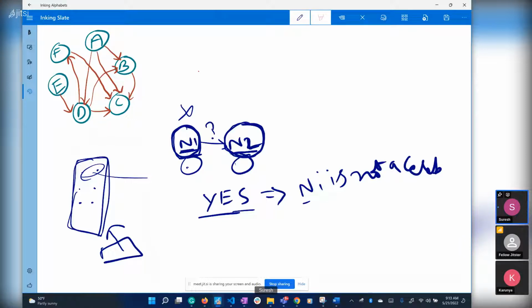I think Arvind, your network is really poor. The network is down in this area.